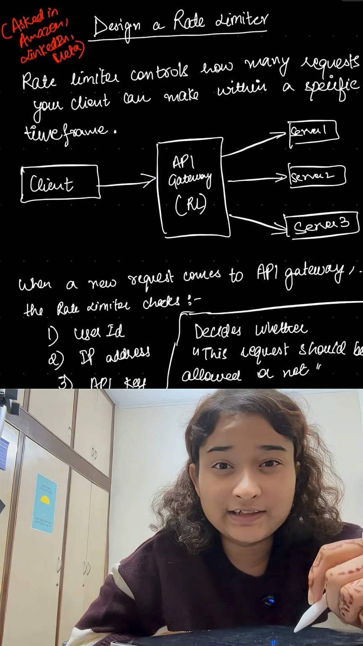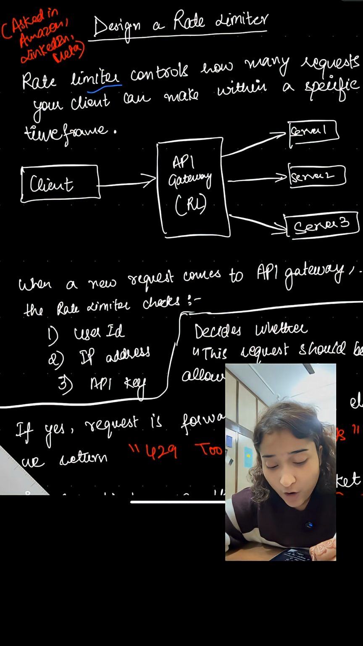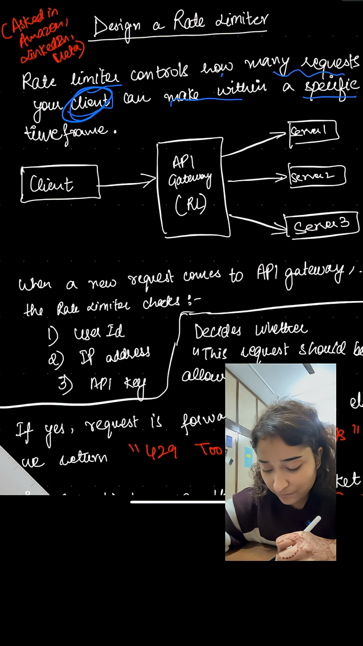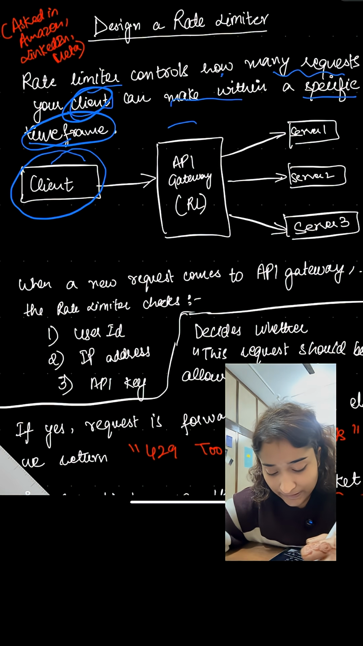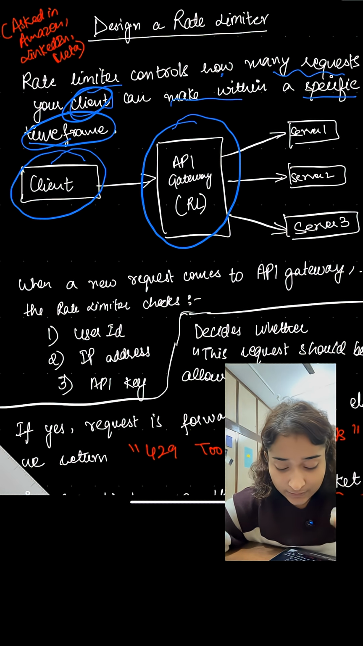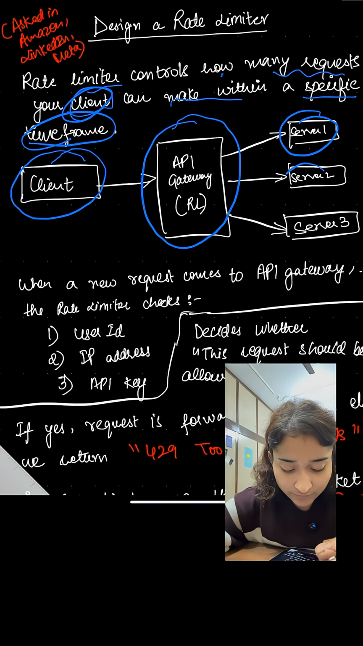Rate limiter in 60 seconds. So a rate limiter controls how many requests your client can make within a specific time frame. Okay, let's say you have your client, you have your API gateway where your rate limiter is present, and then you have your different servers at the backend.